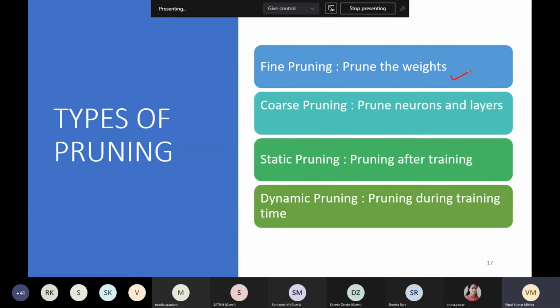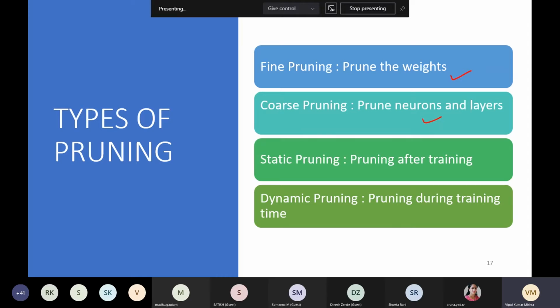There is a variety of pruning: fine pruning, coarse pruning, static pruning, and dynamic pruning. Fine pruning is about pruning individual weights, so the network becomes very sparse. Coarse pruning is when you prune either a neuron, an entire layer, or a particular kernel. That will not make your system sparse, but it will reduce the system itself.